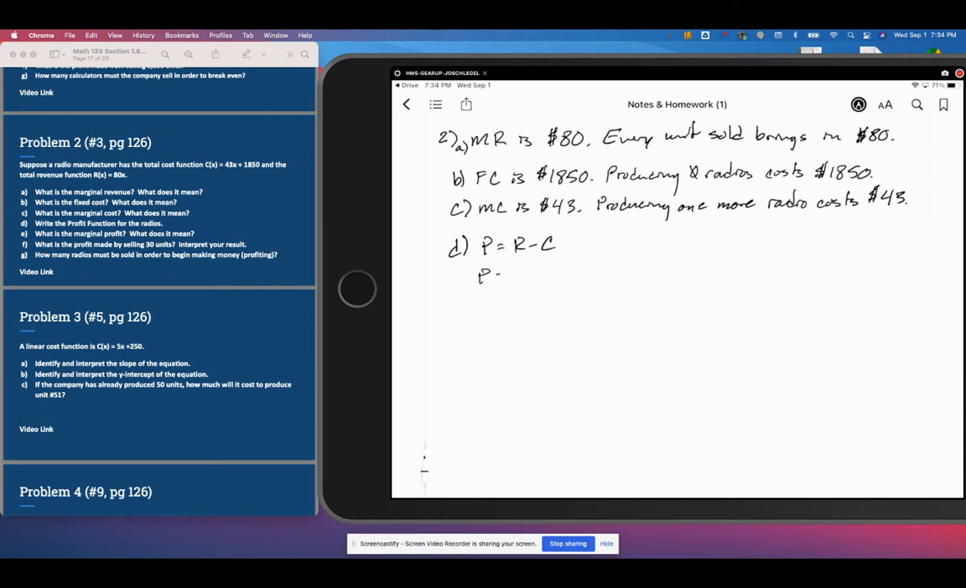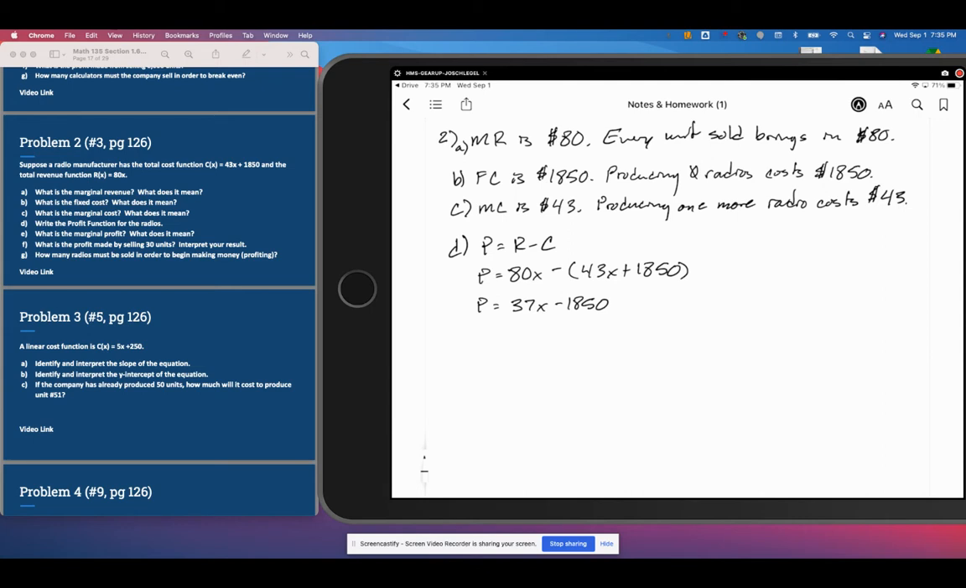We have profit is equal to 80x, the revenue function, minus, and again, the parentheses right there is very important, (43x + 1850). And so if I were to give this to Wolfram, I would get profit is equal to 37x minus 1,850. So there is our profit function.